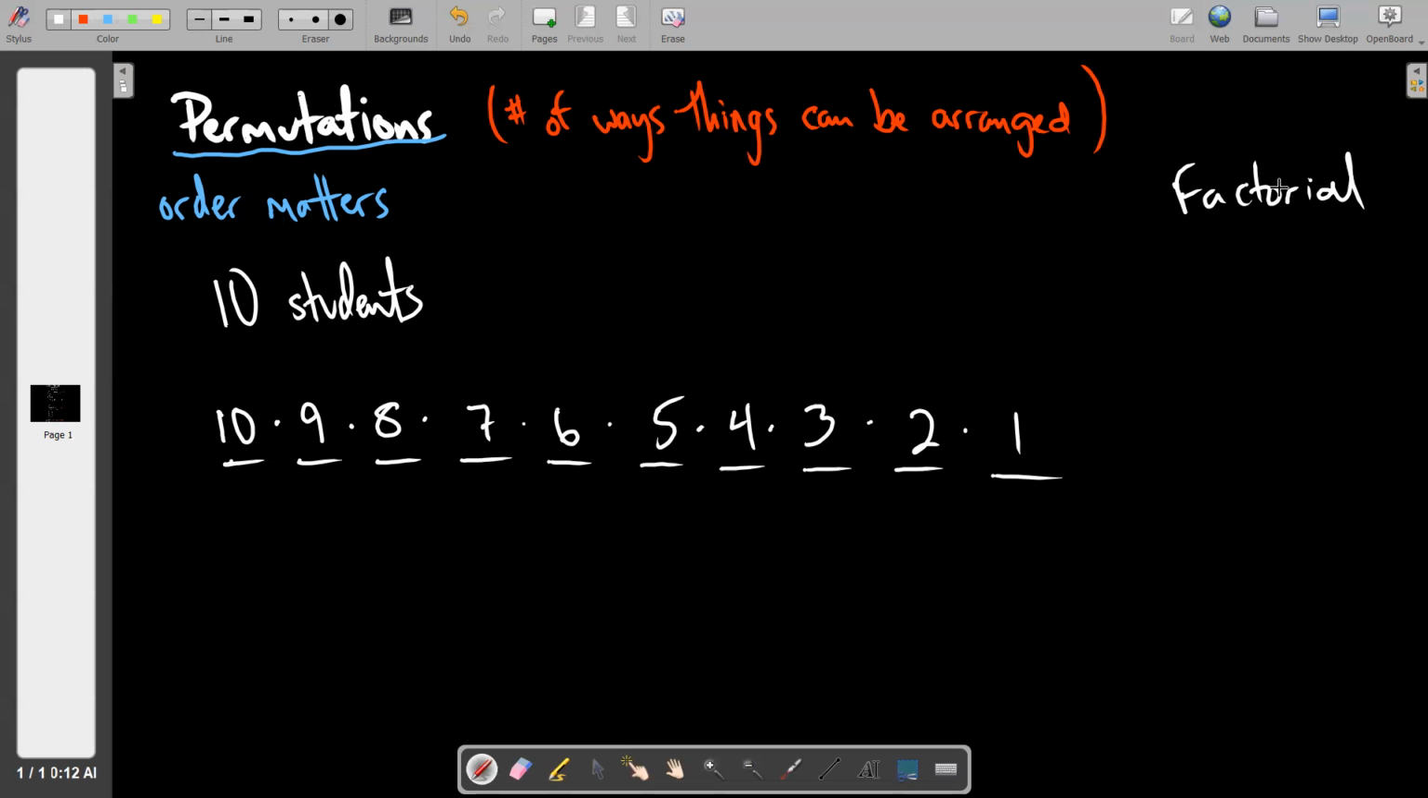The exclamation point? Don't do nCr or nPr. We're going to use that later. Do you see the factorial sign? So if I type 10 factorial into my calculator, it comes out to what Brandon said.